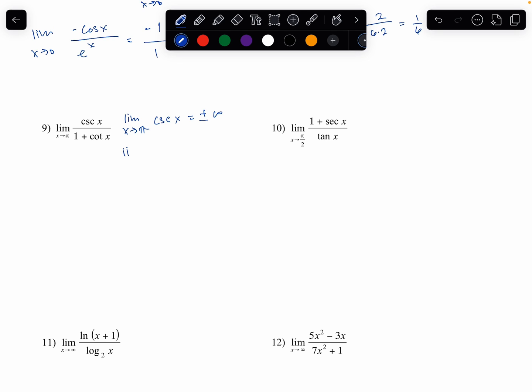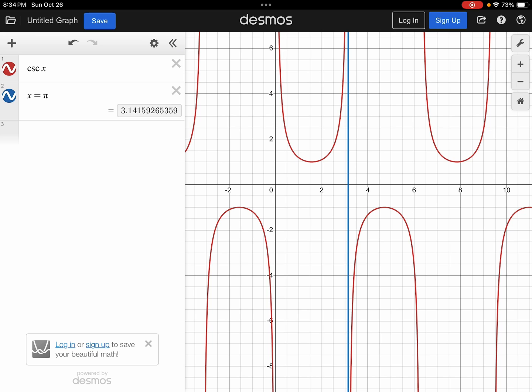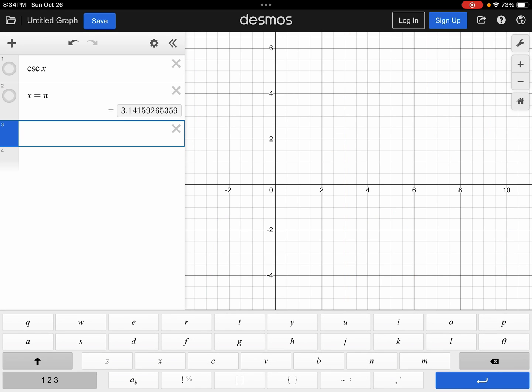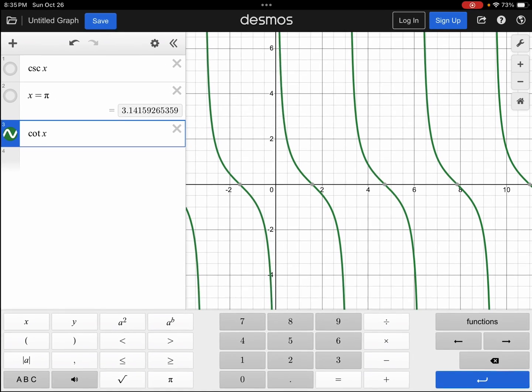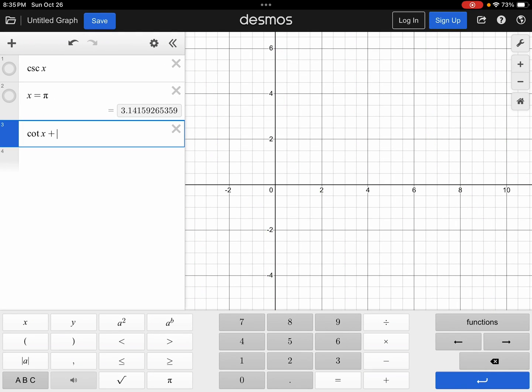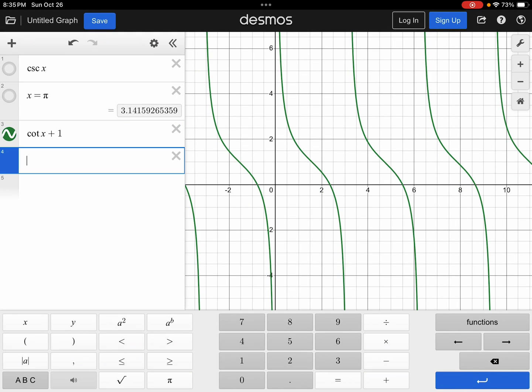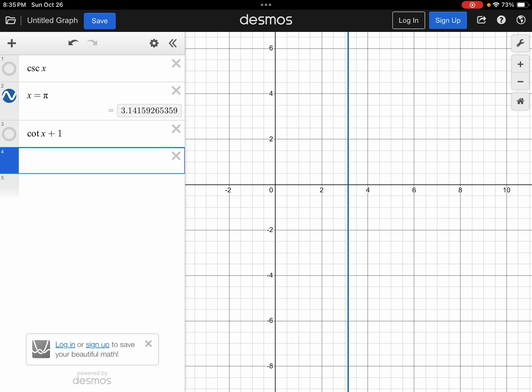And then the limit as x approaches pi of 1 plus cotangent of x. Cotangent of x will be similar. So let's go in here. And I don't think it matters if it's 1 plus. So cotangent of x. Yeah, if you do plus 1, that's just a shift up or down, which doesn't move anything. And then at x equals pi.